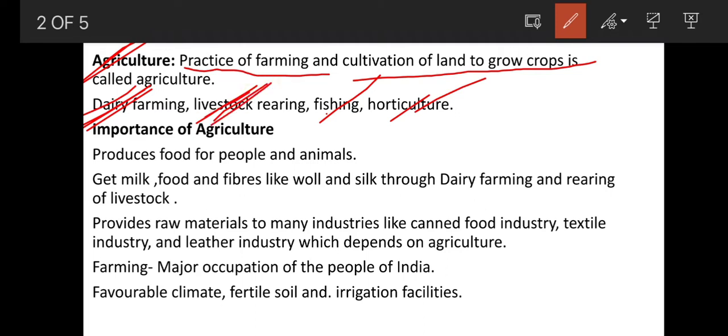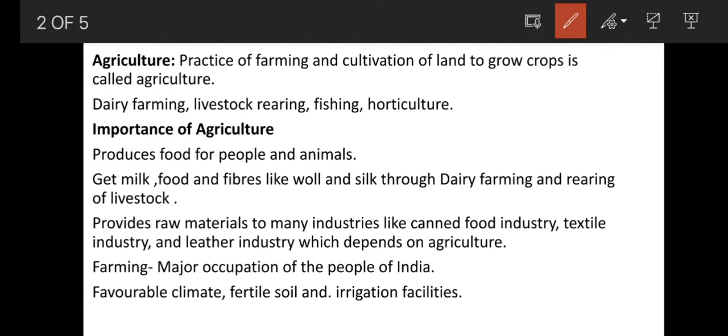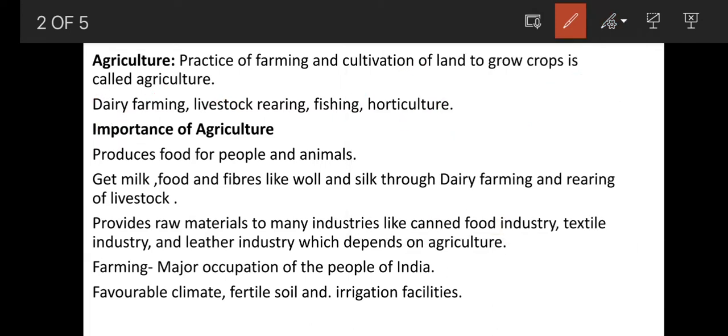And livestock rearing, like poultry farming, keeping hens and ducks, and cattle rearing, that is keeping cows and buffaloes, and fishing, fisheries, and horticulture. What do you mean by horticulture? Horticulture is a garden where plants are grown, for example vegetables and fruits. These are grown in a garden, so those are known as horticulture. So, dear children, agriculture not only includes growing crops, it also includes dairy farming, livestock rearing, fishing, and horticulture. I hope you understood.